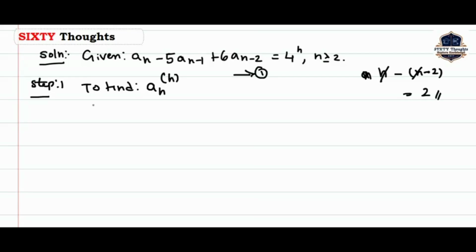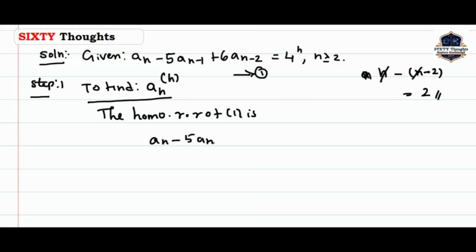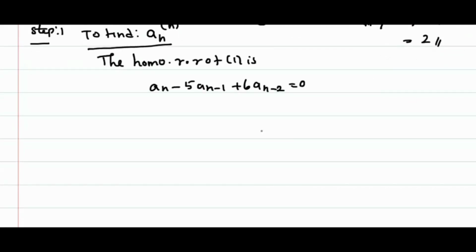Okay, step number one, we need to find the homogeneous solution. The homogeneous solution is nothing but we consider the right hand side equal to 0. Therefore, the homogeneous relation can be written as a_n minus 5a_{n-1} plus 6a_{n-2} equal to 0. Now I'm going to find the characteristic root of this equation.